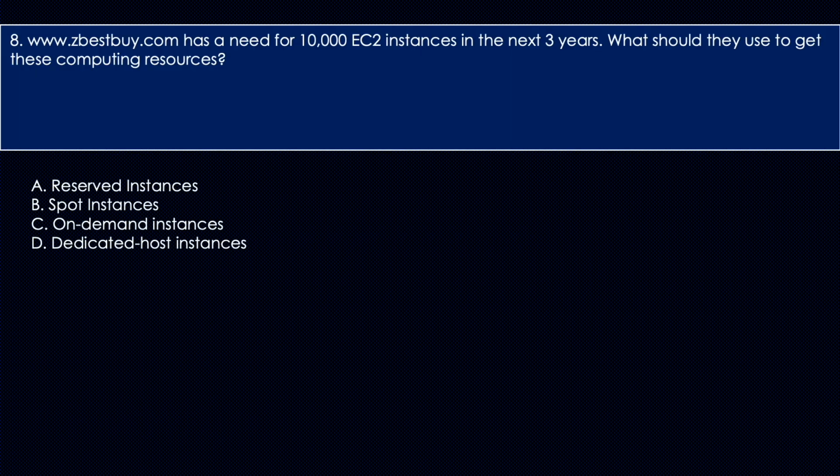8. www.zbestbuy.com has a need for 10,000 EC2 instances in the next 3 years. What should they use to get these computing resources? A. Reserved instances, B. spot instances, C. on-demand instances, D. dedicated host instances. Answer: A. Reserved instances.